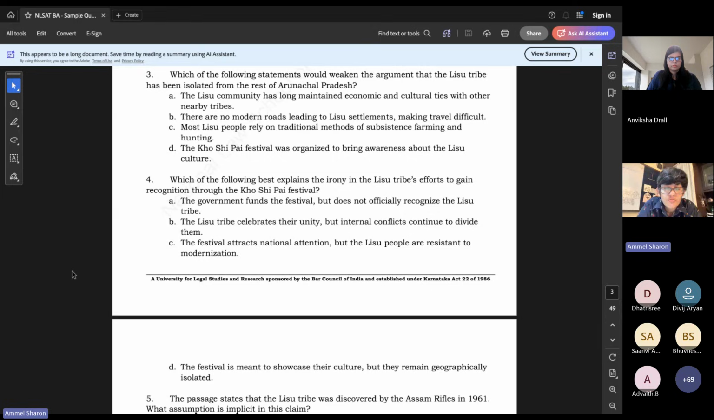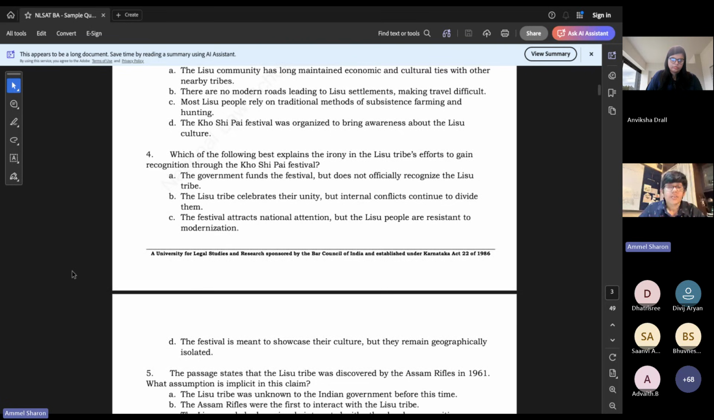That's not true from the passage. The Lisu tribe celebrates their unity, but internal conflicts continue to divide them. That's also not something we can infer from the passage. The festival attracts national attention, but the Lisu tribe are resistant to modernization. We don't get that sense from the passage either. The festival is meant to showcase their culture, but they remain geographically isolated. That's probably the irony, right? They've been doing this for 2 years, but still they remain isolated in 2025. So D would be the answer.